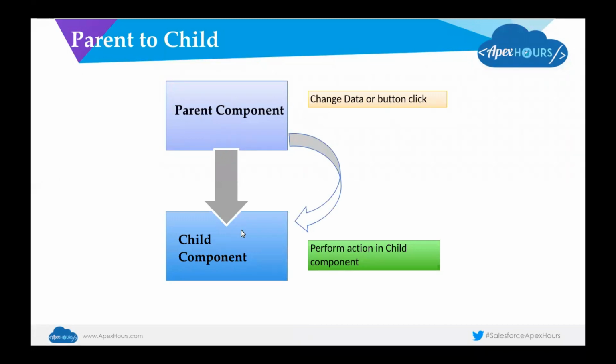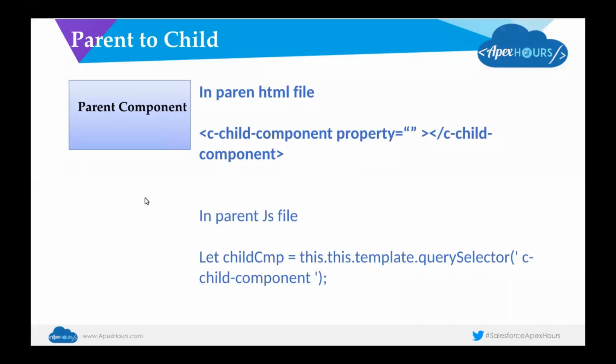We wanted to send some information to the child component. We can achieve this with the help of two things: one is the API property and the other one is the API function. So how it works: this is our parent component. Inside the parent component we have got a child component.